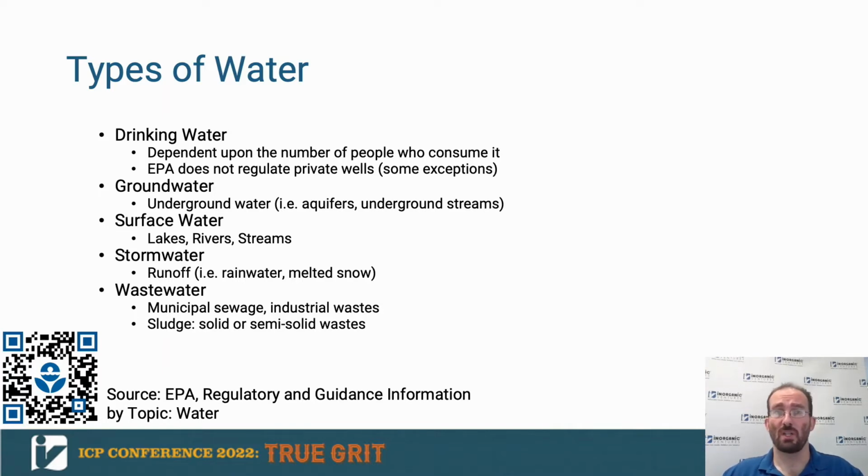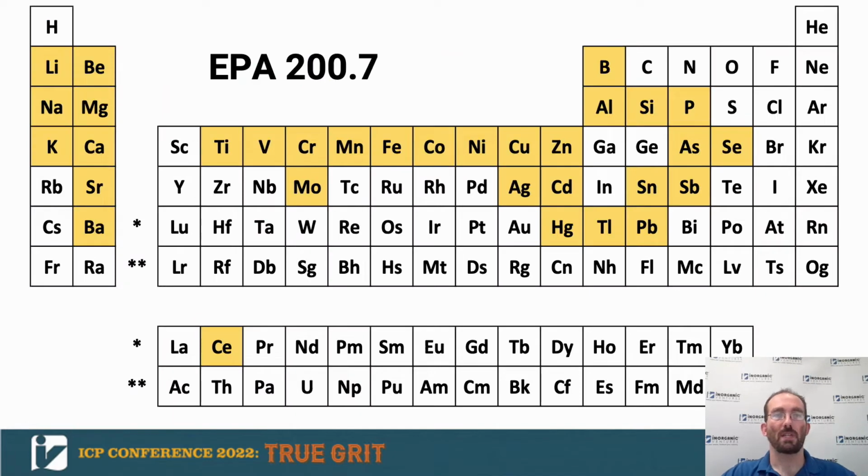The EPA 200.7 method is an ICP OES method that looks at the total dissolved solids of the 32 elements highlighted in tan. As the only ICP OES method that will be discussed in this presentation, there is more leeway in the concentrations and your total dissolved solids levels can be higher.